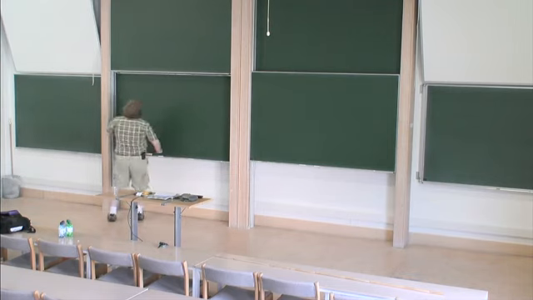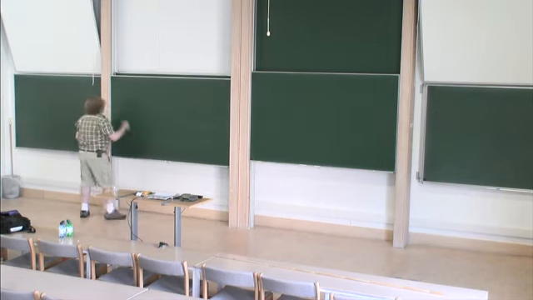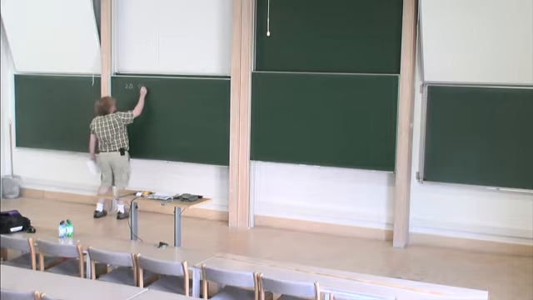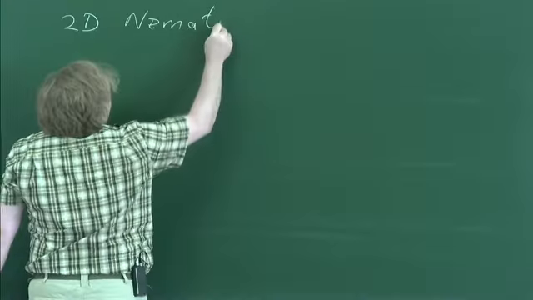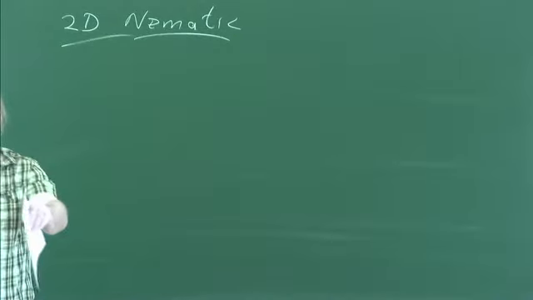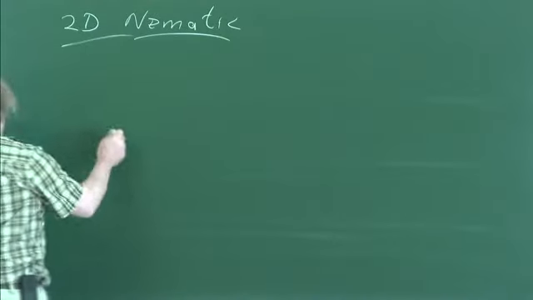So let's talk about the defects in the nematic. Let's go back to the 2-dimensional nematic. If my writing is too messy, I can't help it, but if it's too small, I can write bigger. Okay? Tell me if you can see this.